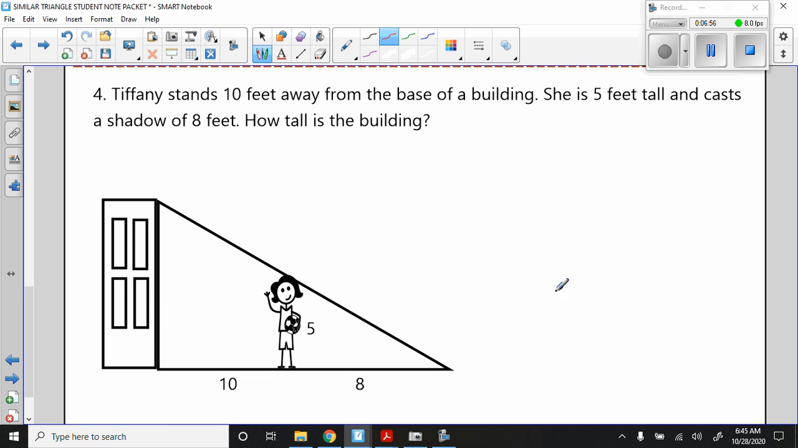If you have a problem like this, I will probably provide the picture. Tiffany stands 10 feet away from the base of the building. So here's Tiffany with her soccer ball, and here's that 10 that represents that. She's 5 foot tall, so that's easy. Remember, height always goes straight up. This is talking about the girl, not the building, so I put the 5 here. She casts a shadow of 8, so here's her shadow. Here's her triangle, and here's the big triangle, this one out here.